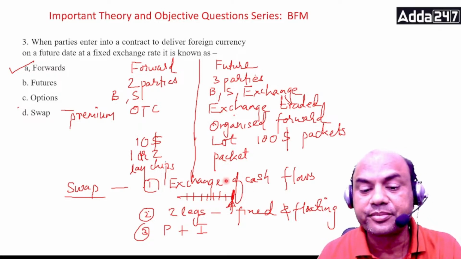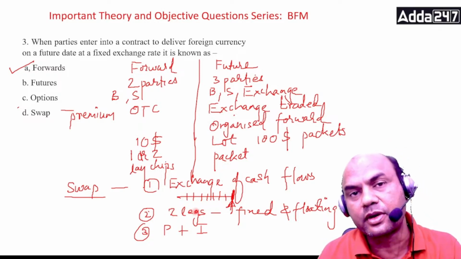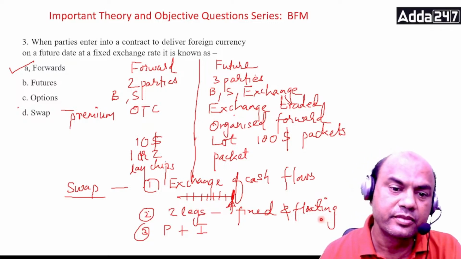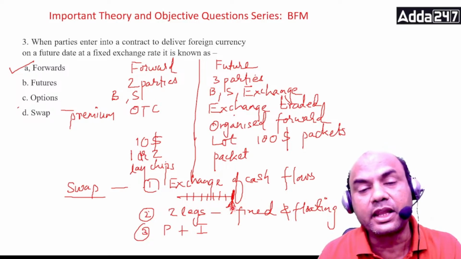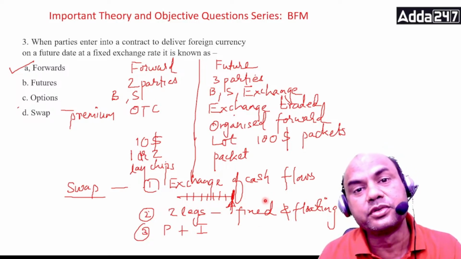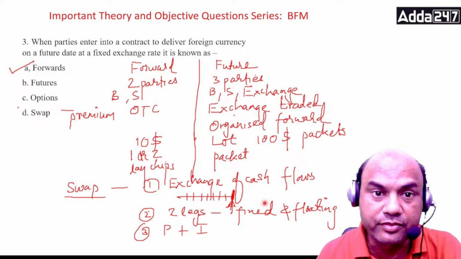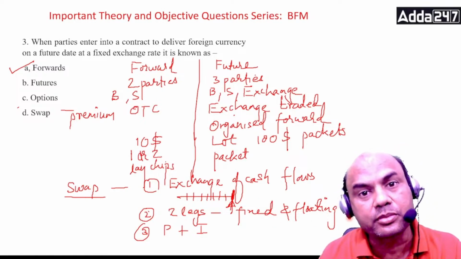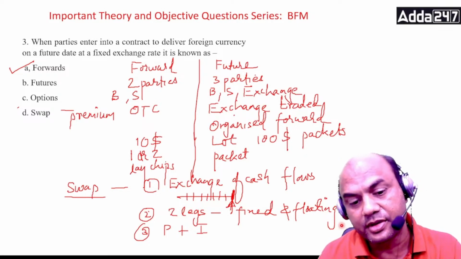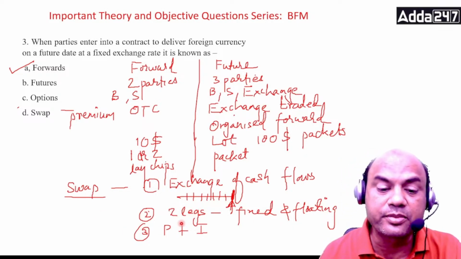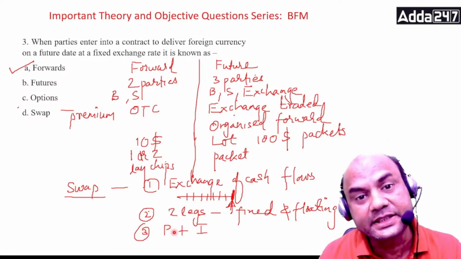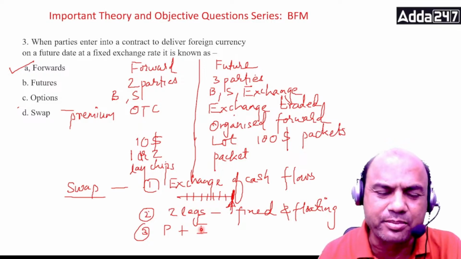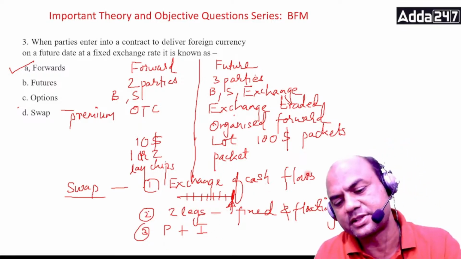Exchange of streams. There are 2 legs in the swap, fixed and floating. One is fixed, second is floating. Okay. I'll take 1 lakh rupees from you and guarantee you 7% rate of interest. Fixed stream, fixed leg. I'll take that 1 lakh rupees and invest it in the stock market. Floating leg. Right. Swap is always principal plus interest, except there is one swap that's called interest only swap. That's a separate part. Otherwise it's principal plus interest.